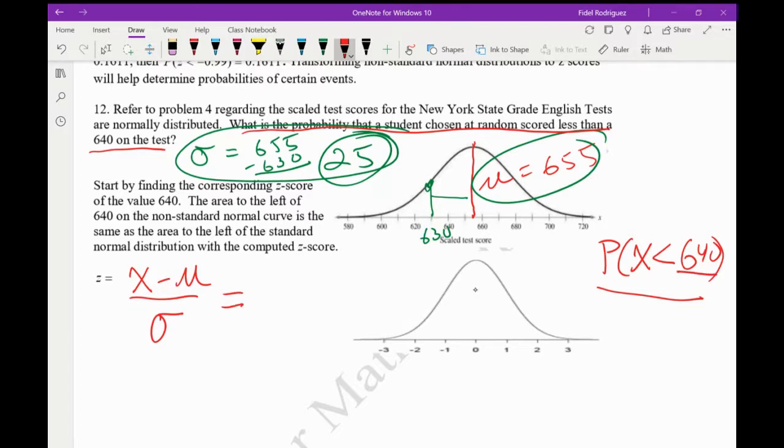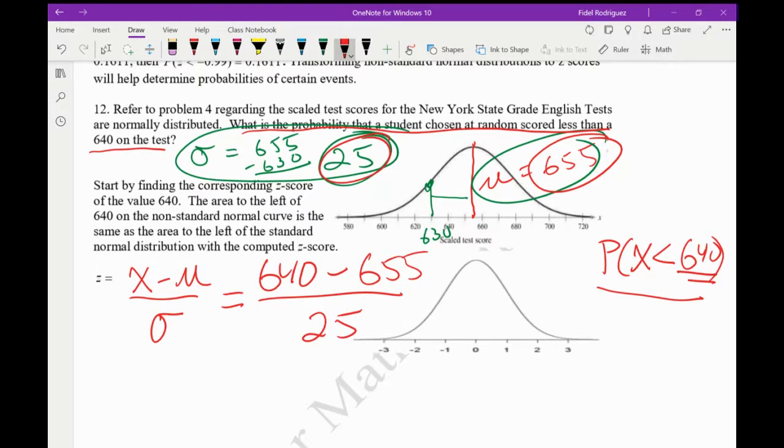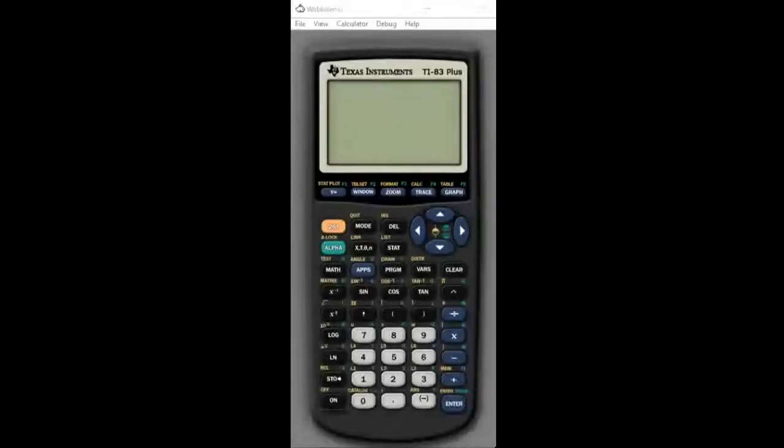So the x number in this case is going to be my 640. Okay. My mean, my average was a 655, and my standard deviation was the number 25. Okay. So one thing I'm going to emphasize is when you're doing this part on the calculator, put this piece here in parentheses. Okay. It's always best if we put in parentheses. So let me share with you my calculator so you can see what it is I'm going to do here.